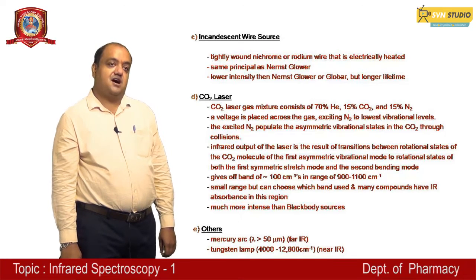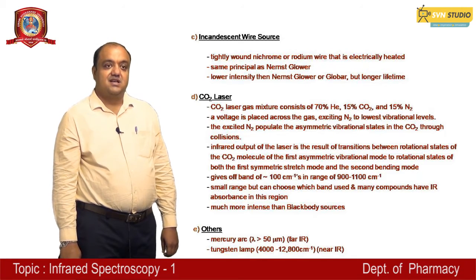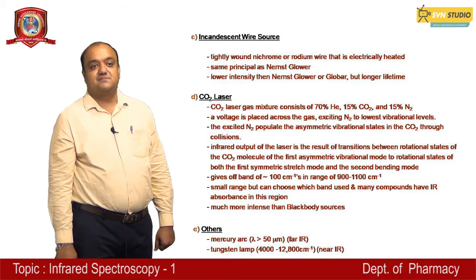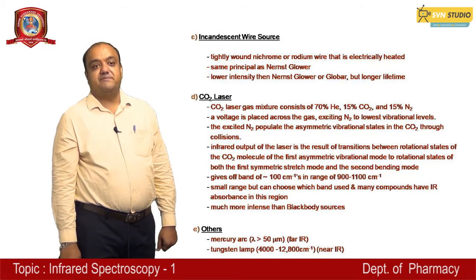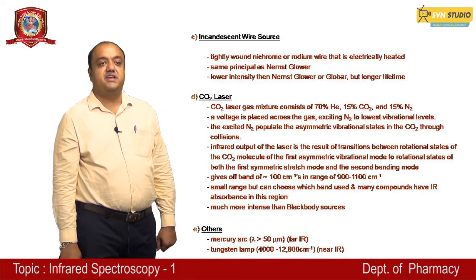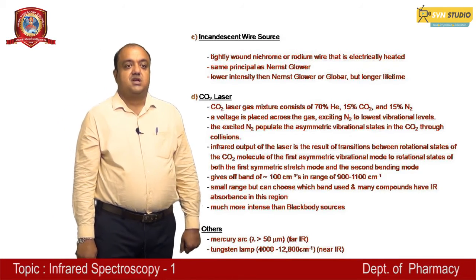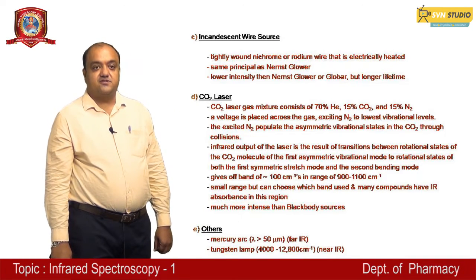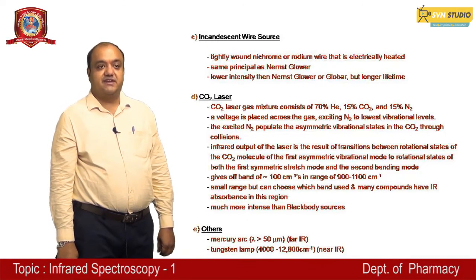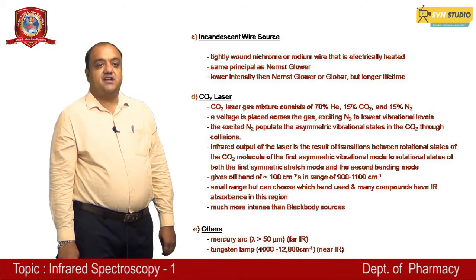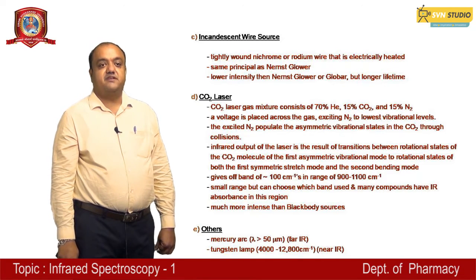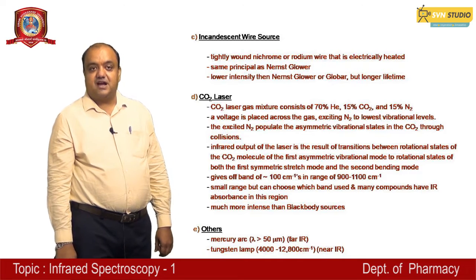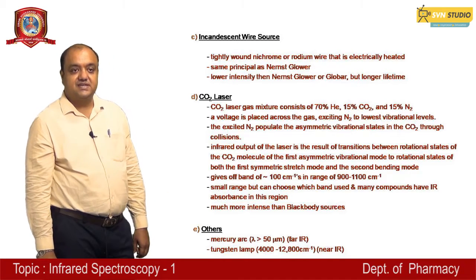Another source is the carbon dioxide laser. The carbon dioxide laser gas mixture contains 70% helium, 15% carbon dioxide and 15% nitrogen. A voltage is placed across the gas, exciting nitrogen to its lowest vibrational level. The excited nitrogen populates the asymmetric vibrational state in the carbon dioxide through collisions.